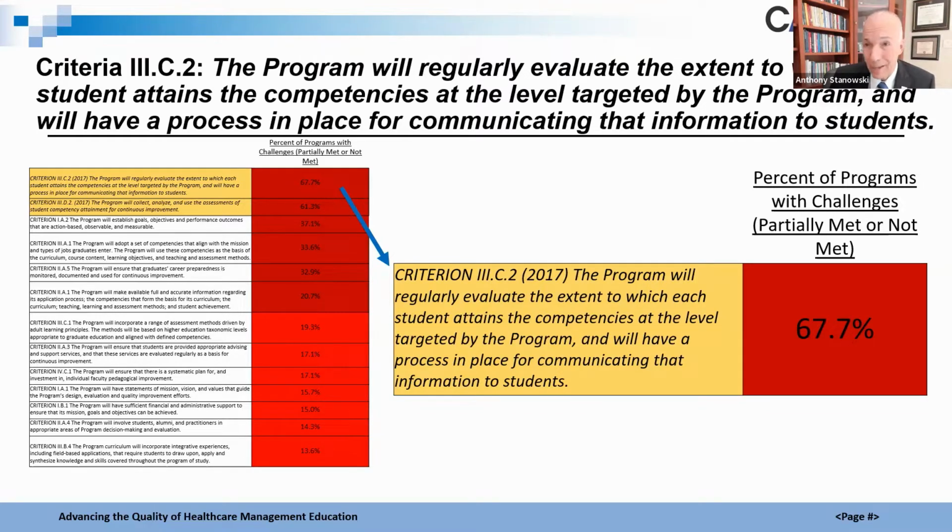But III.C.2 looks at how the program evaluates the extent to which each student attains the competencies at the level targeted by the program. Now, we created a process at CAHME called the Reimagining the Accreditation process, which was named by Quint. And Quint, thank you for providing that name to us so many years ago. What we're really looking at in there is how do we help programs? How do we define guidelines? How do we provide some guidance so that they know how to meet CAHME's criteria and standards? What we're looking at today in this session is specifically that kind of tool to help you along in this. We want to get that 67% down.